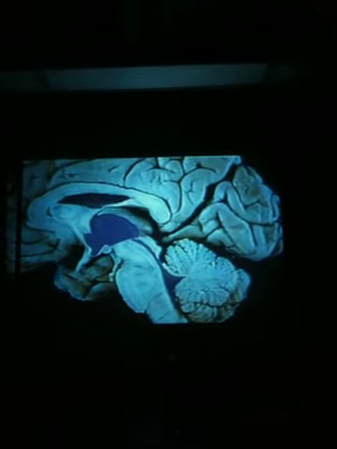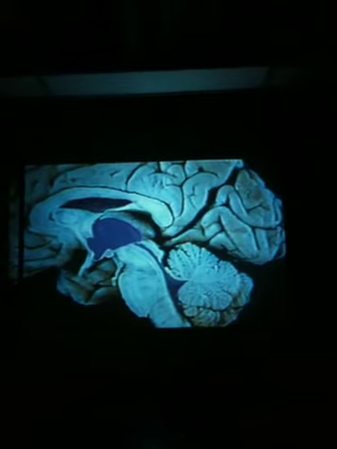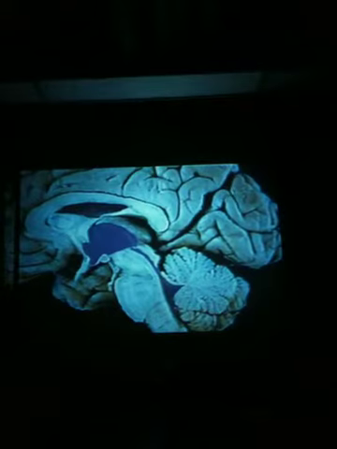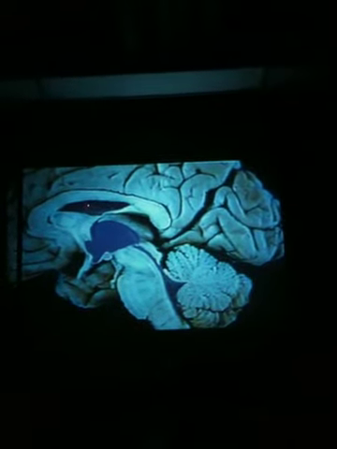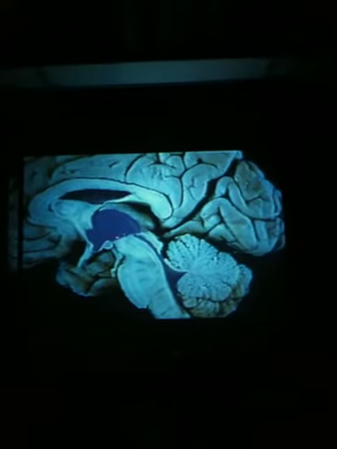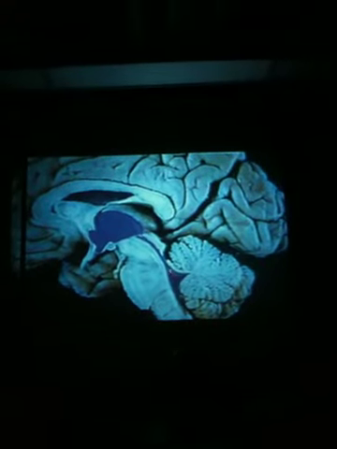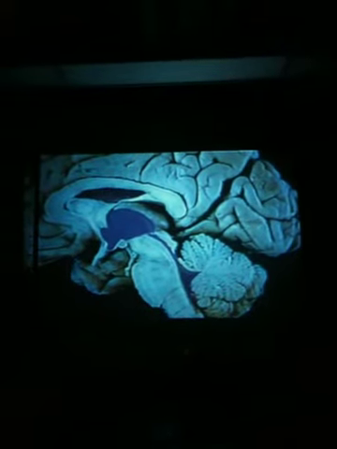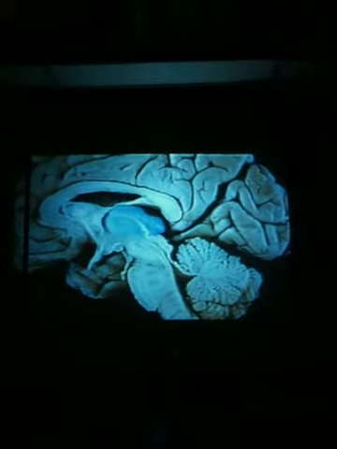Okay, what's highlighted in blue? Those are the ventricles. You have your primary ones: here is lateral, third, fourth, and the canal connecting third and fourth. Aqueduct, or aqueduct, some would say.